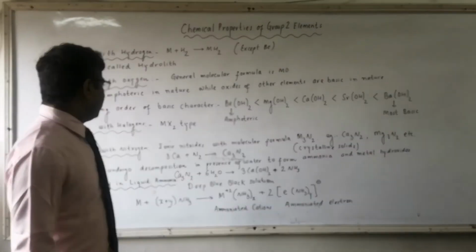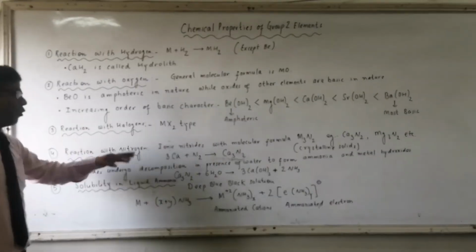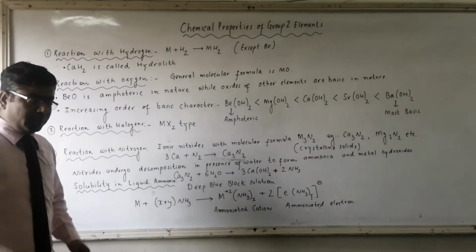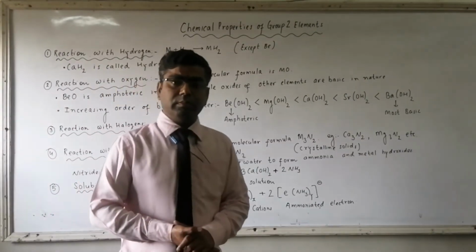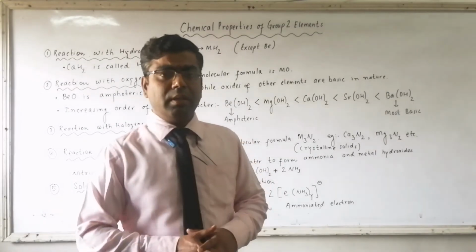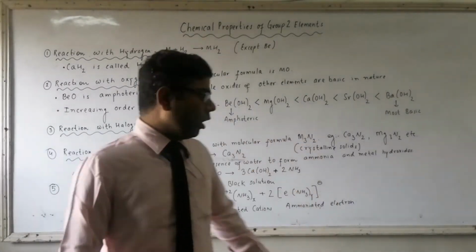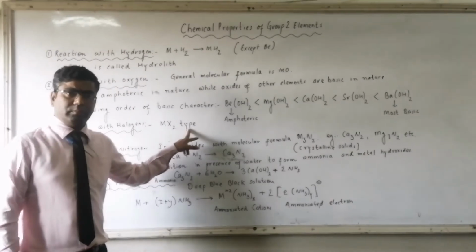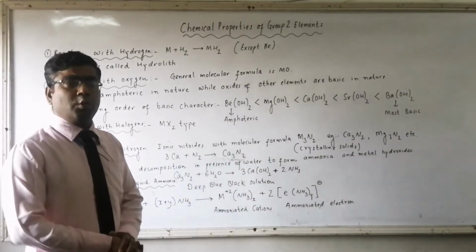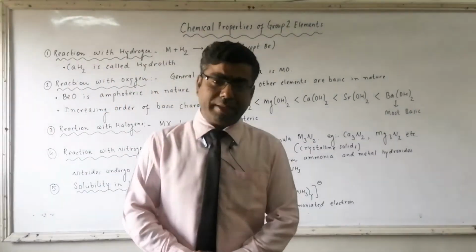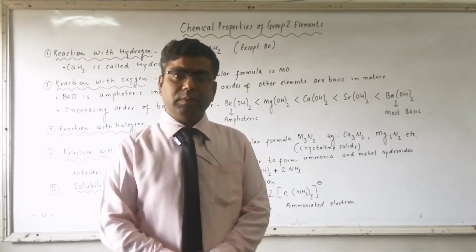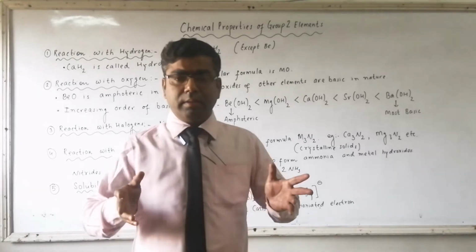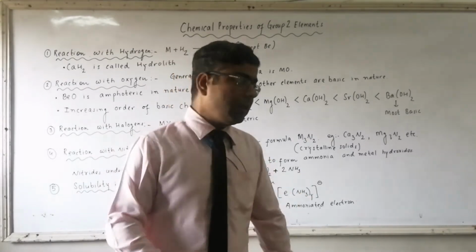Then we have the next one, reaction with halogens. They react directly with halogens, and on reaction they form MX2 type halides like BeCl2, CaCl2, MgCl2, etc. So it is about reaction with halogens.